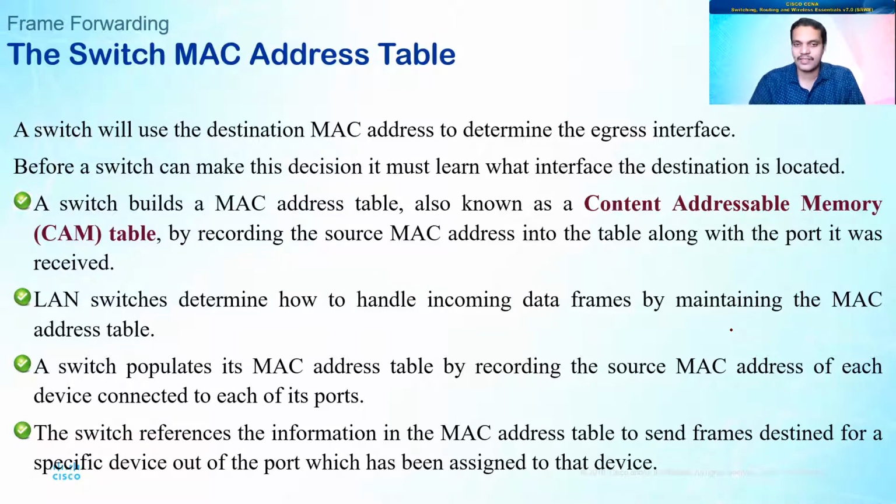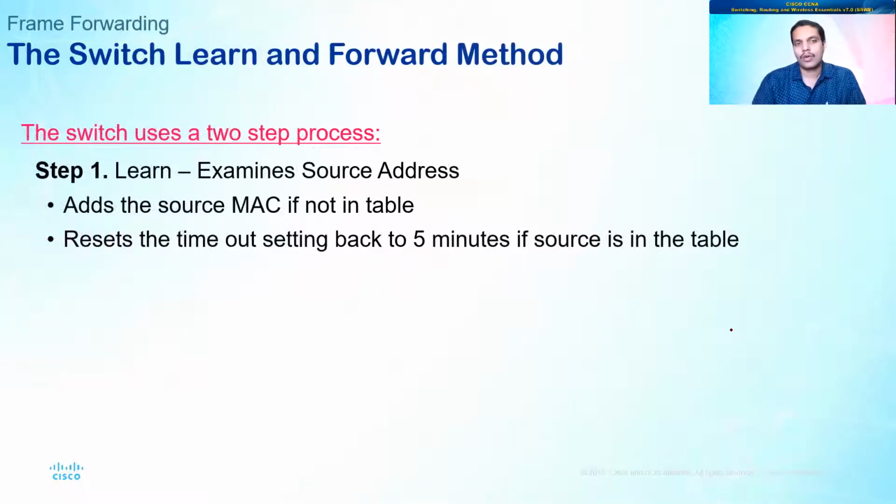The switch references the information in the MAC address table to send frames destined for a specific device out of the port which has been assigned to the device. So this is how it usually does. Now, the switch uses a two-step process. We call it the learn and forward method.